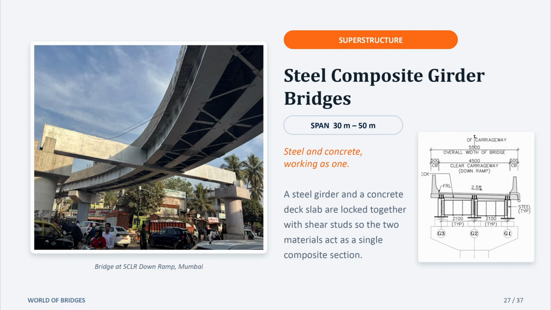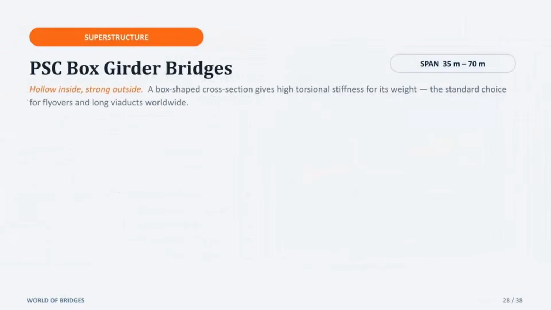This one is the SLR down ramp in Mumbai, designed by Tech Tangent. PSC box girder bridges. Now we can go hollow. A box girder ranges from 35 to 70 meter span. It gets its strength from a closed box-shaped cross section, which gives it excellent torsional stiffness for its weight. That's why it's the default choice for flyovers and long viaducts worldwide.